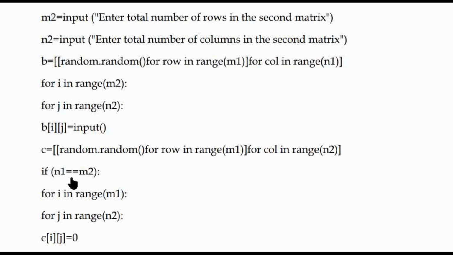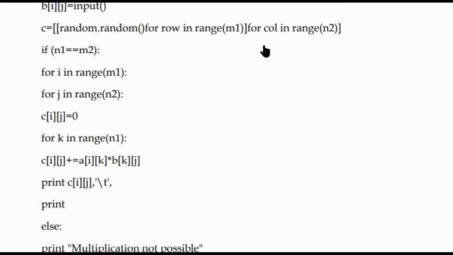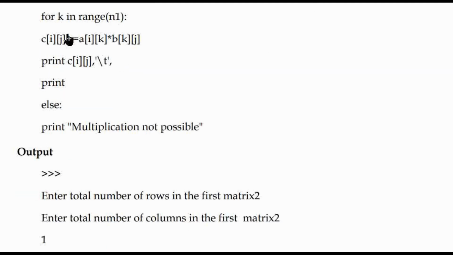If n1 is equal to m2, for i in range m1, for j in range n2, Cij is equal to 0. For k in range n1, Cij plus equal to aik asterisk bkj. Print Cij slash t. Print else, print multiplication not possible.